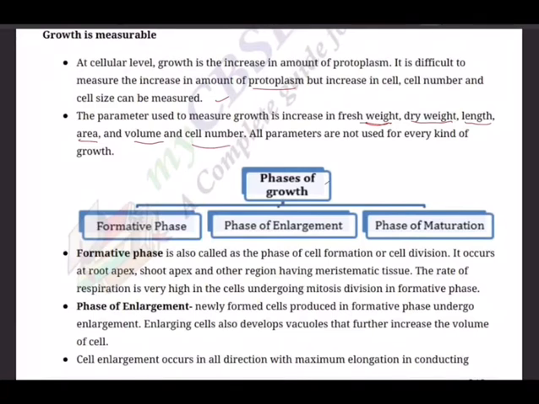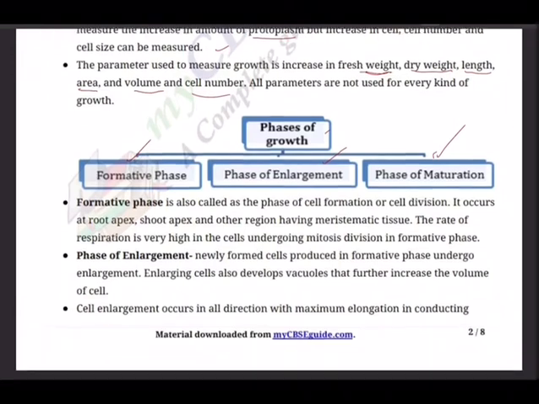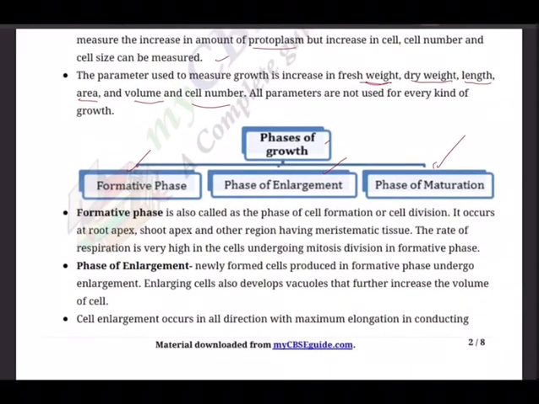So is there any phase in the growth? Yes, definitely there are three phases of growth. One is the formative phase, phase of enlargement, phase of maturation. In formative phase, it is also called the phase of cell formation or cell division. Mitosis takes place. It occurs at root apex, that is root tip, shoot tip, and other regions having meristematic tissue. The rate of respiration is very high in the cells undergoing mitosis in formative phase.